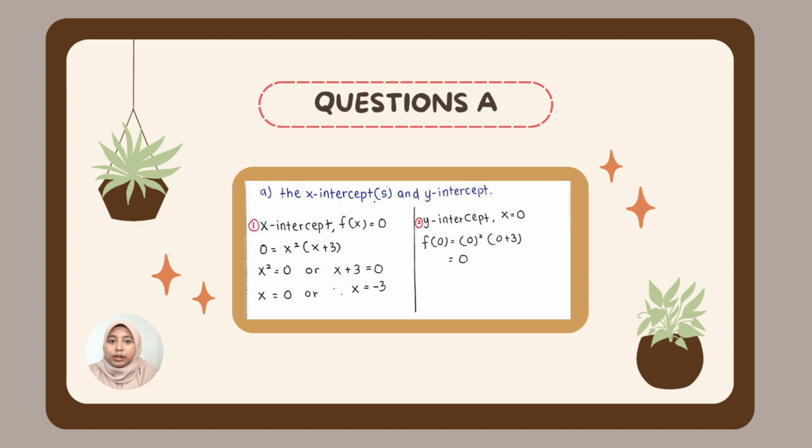Next, to determine the y-intercept, x must be equal to 0. So, we just need to substitute x equal to 0 into the function. The equation will be f(0) equal to 0 squared bracket 0 plus 3. And the final answer is y-intercept equal to 0.